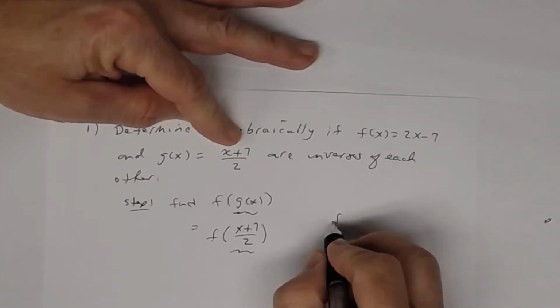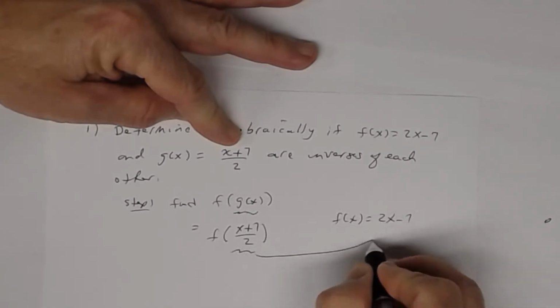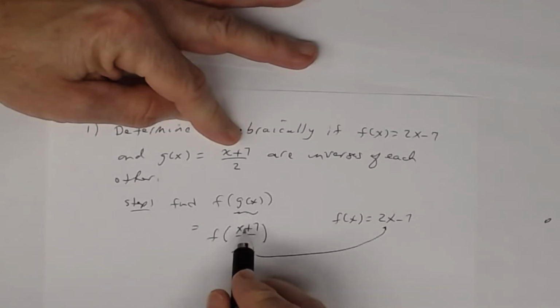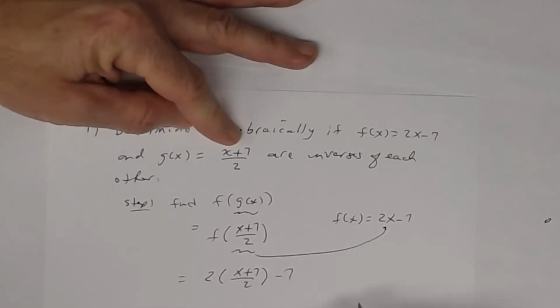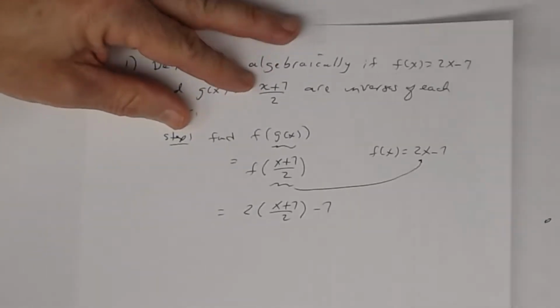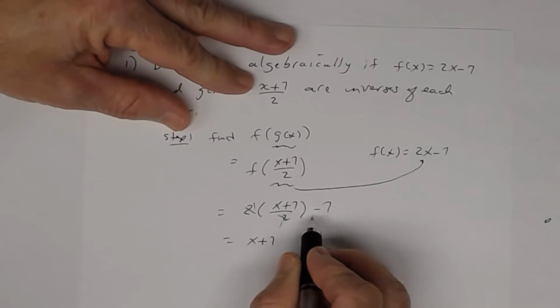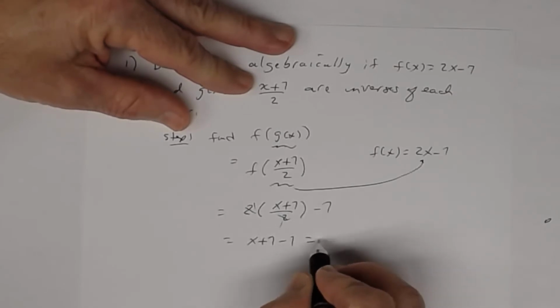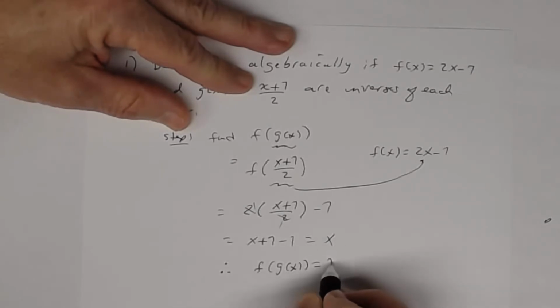And so remember f of x is this, and we're going to rewrite it. All right, and in place of x, you're going to substitute g of x, which is (x plus 7) divided by 2. So this becomes 2 times (x plus 7) divided by 2, minus 7. And then simplifying this, the 2's divide out, and so you get x plus 7 minus 7, which equals x. So therefore, f of g of x is equal to x.